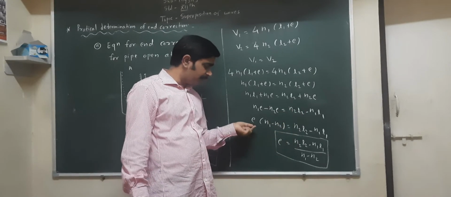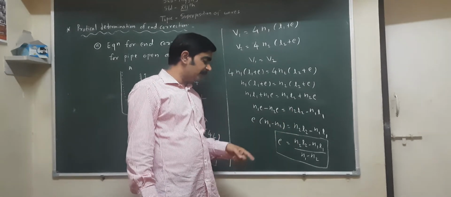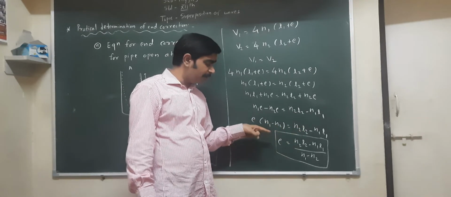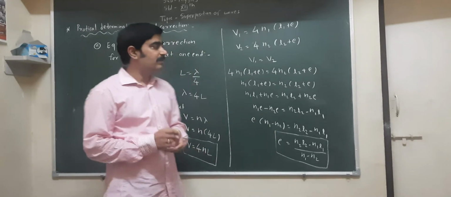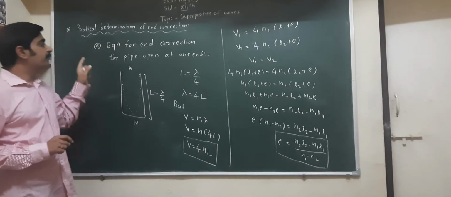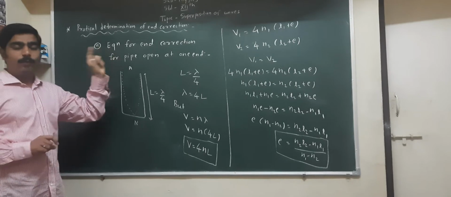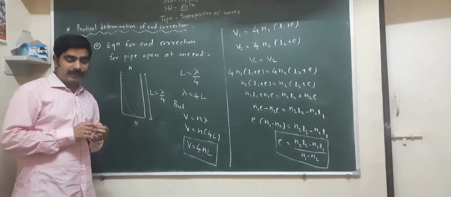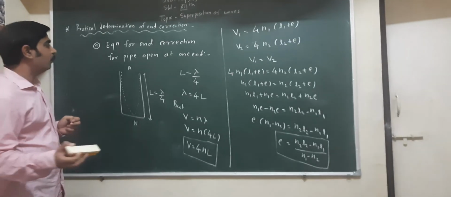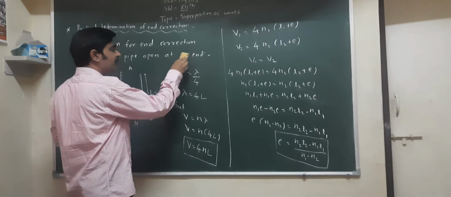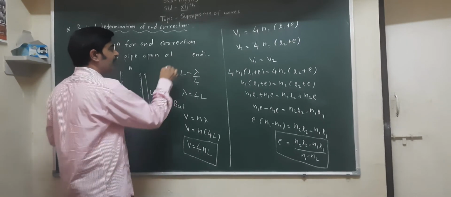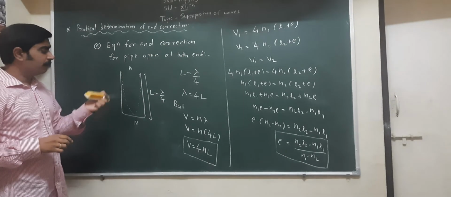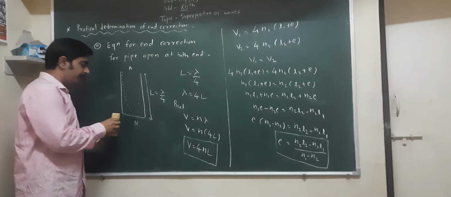Take out the E as a common, and if you divide, you will get the final equation as E is equal to N2 minus N1 upon N1 minus N2. So this is the equation for end correction if the pipe is open at one end. Now friends, we are going to see the second equation, that is, if the pipe is open at both ends. So we are going to see the equation for a pipe open at both ends.